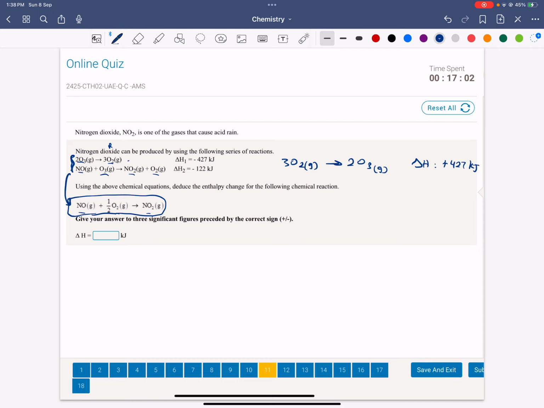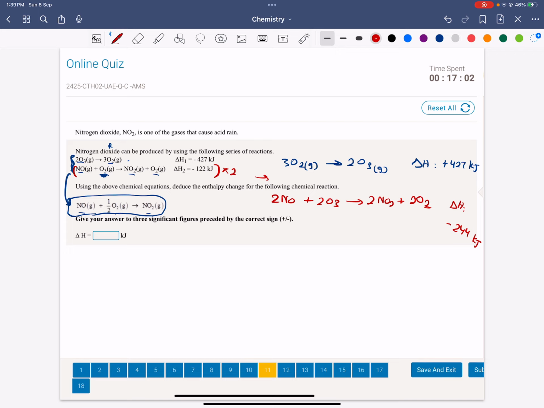Okay? Now let's look at the second equation. Now we only have one O3 molecule. However, here we have two O3 molecules. So we have to multiply our entire second equation along with the enthalpy by 2. So what are we going to get? We're going to get 2NO plus 2O3 gives us 2NO2 plus 2O2. And now delta H is going to be minus 122 times 2, which is going to be 244. So minus 244 kilojoules.